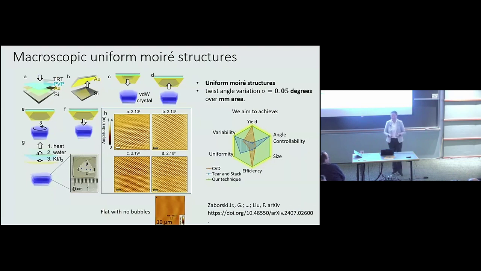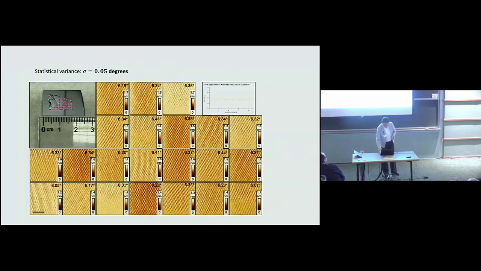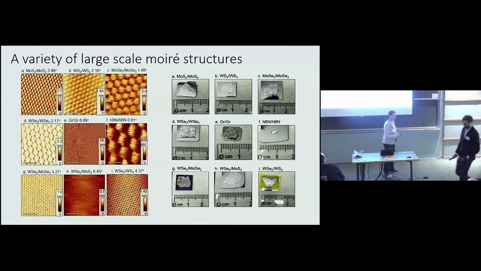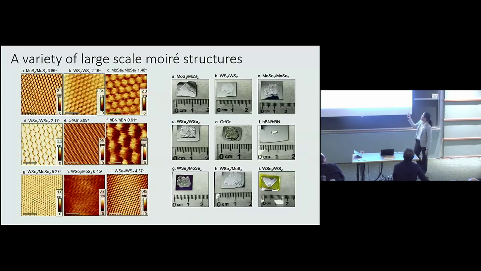Any other questions? Okay, great. I can move on. So we have used the same technique to create a great variety of different moiré structures from different materials, and all of them are at very, very large scale: either twist bilayer graphene, or twist bilayer boron nitride, or all of these combinations of transition metal dichalcogenides, and you can see beautiful moiré patterns on almost every one of them.